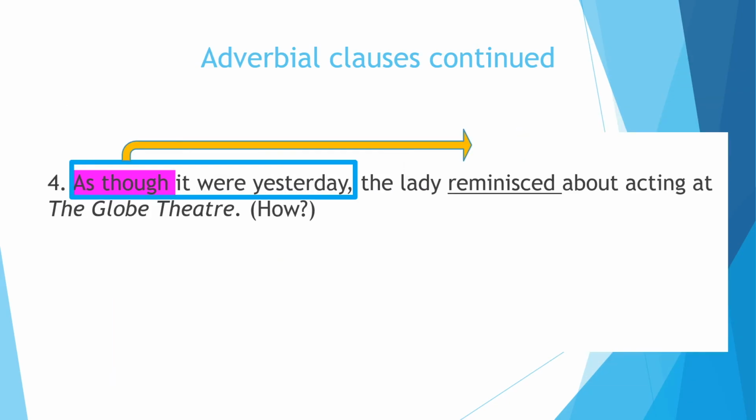Number 4. As though it were yesterday, the lady reminisced about acting at the Globe Theatre. As though is a conjunction. Is "as though it were yesterday" telling us more about the lady or about how she reminisced? It tells us more about how she reminisced. So therefore, it is an adverbial clause. But we need to find out, is it reason, manner, time, or place? How did the lady reminisce? As though it were yesterday. So, "as though it were yesterday" is an adverbial clause of manner.